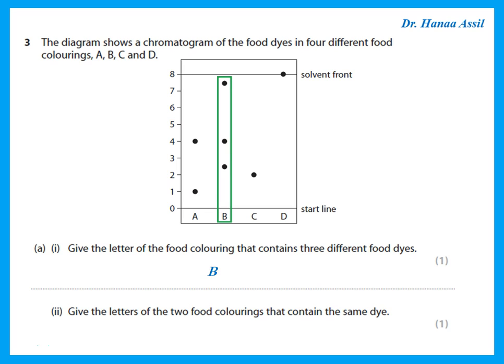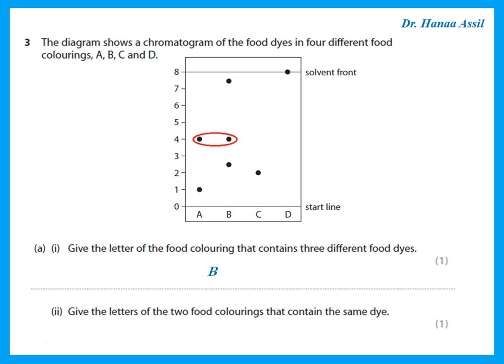Give the letters of the 2 food colorings that contain the same dye. How do I know if they have the same dye? If they have spots the same height. So A and B have spots the same height, that means they have the same dye.